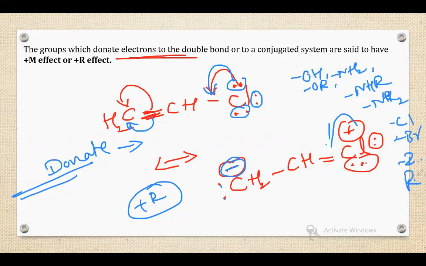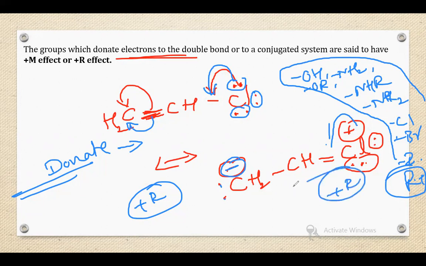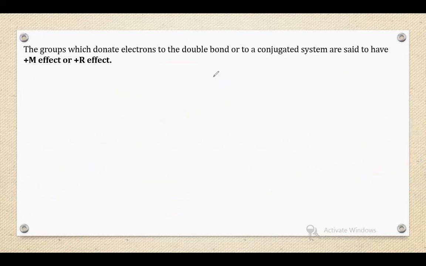This shows plus R effect. This shows plus R effect because of the electron rich node. They can easily donate to the conjugated system or double bond and form positive resonance effect. So I'll write one example to that. I'll write one more example to this.